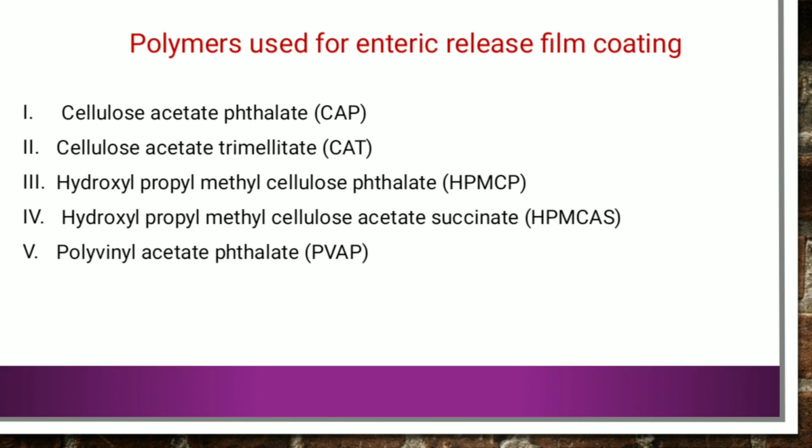Then the next one is PVAP, that is polyvinyl acetate phthalate. It is a free flowing white to off-white powder with a slight odor of acetic acid. Its reaction produces phthalic anhydride, sodium acetate with a partially hydrolyzed polyvinyl alcohol, as well as methacrylic copolymer can also be used as film coating. So these are the various polymers that are used for the purpose of enteric release film coatings.